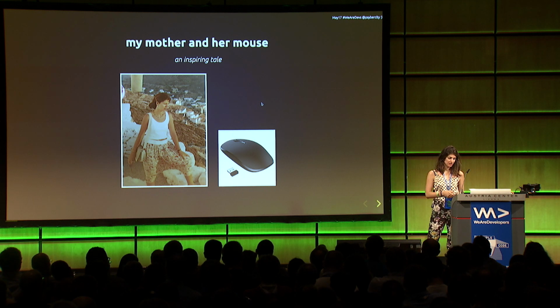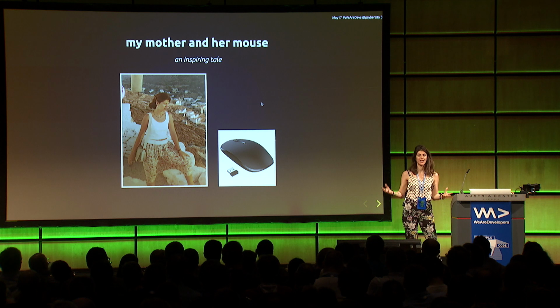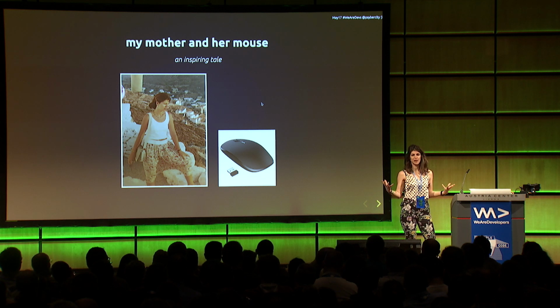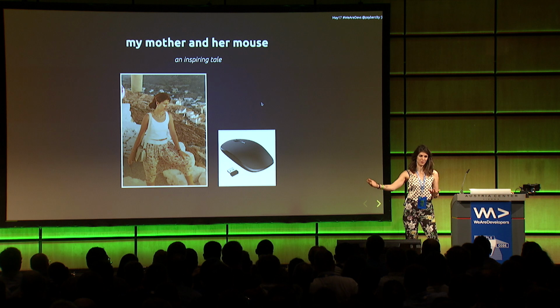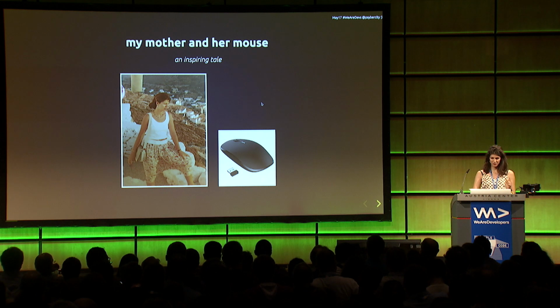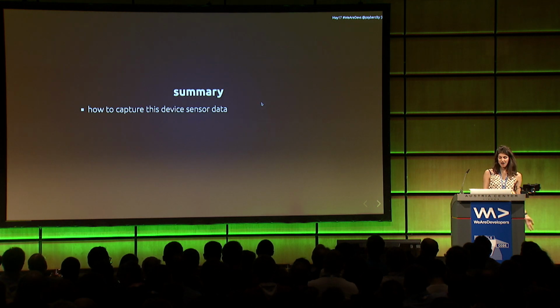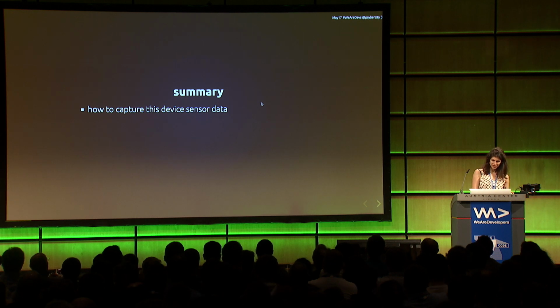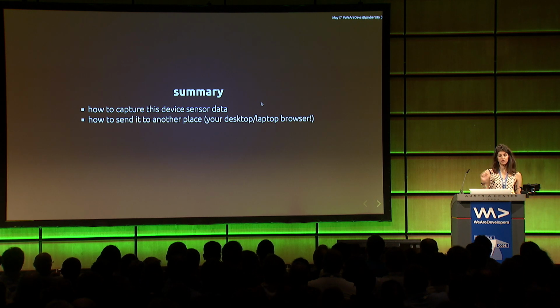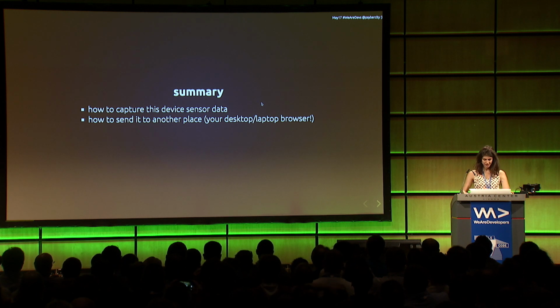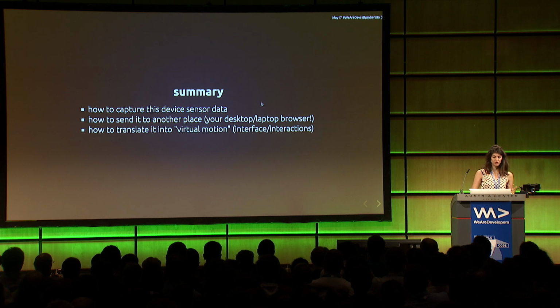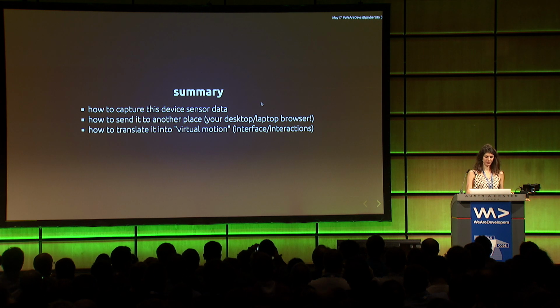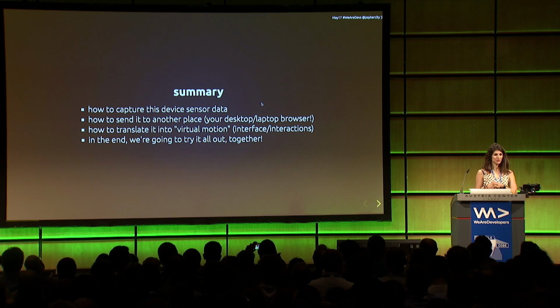We're going to use the device sensor APIs that JavaScript has natively, and we're going to build something, and we're going to also use WebSockets on the way. So, after this brief intro, we're going to see how to capture this device sensor data with JavaScript, how to send it to another place, your desktop or your laptop computer, with WebSockets, and how to translate it into virtual motion, like to actually see how to create the interface or the interactions. And in the end, we're going to try it all out together in a nice demo.